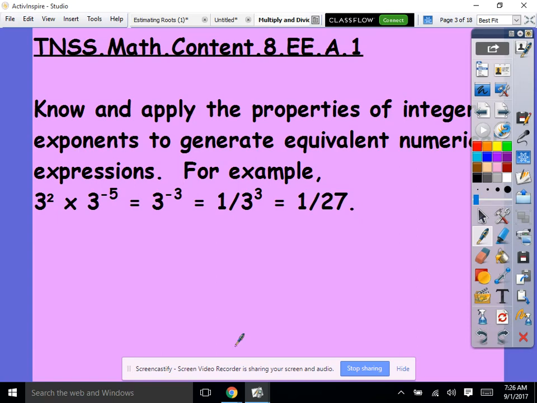All right, today's Tennessee State Standard is to know and apply the properties of integer exponents to generate equivalent numeric expressions. For example, 3 squared times 3 to the negative 5th power equals 3 to the negative 3rd power, which equals 1 over 3 to the 3rd power, or 1 divided by 3 to the 3rd power, which equals 1/27.